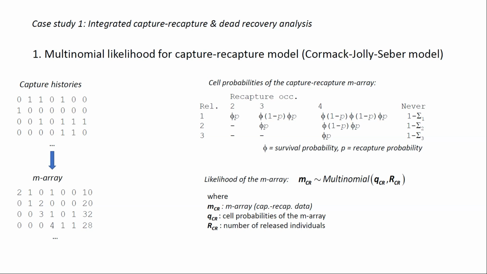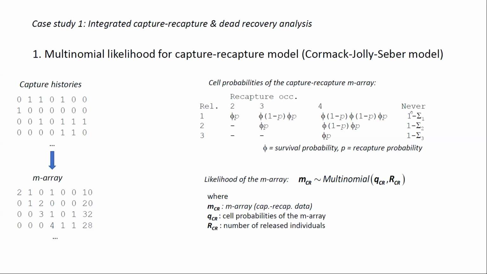Now, the probability that an individual that was released at the first occasion and was first recaptured at the third occasion is this expression here. So it has to survive the first year with probability phi. It was not recaptured then at the second occasion with probability 1 minus p. Then it survived again 1 year with probability phi and was then recaptured finally with probability p. Here we assume that all the parameters are constant over time, but you could also add time indices here.